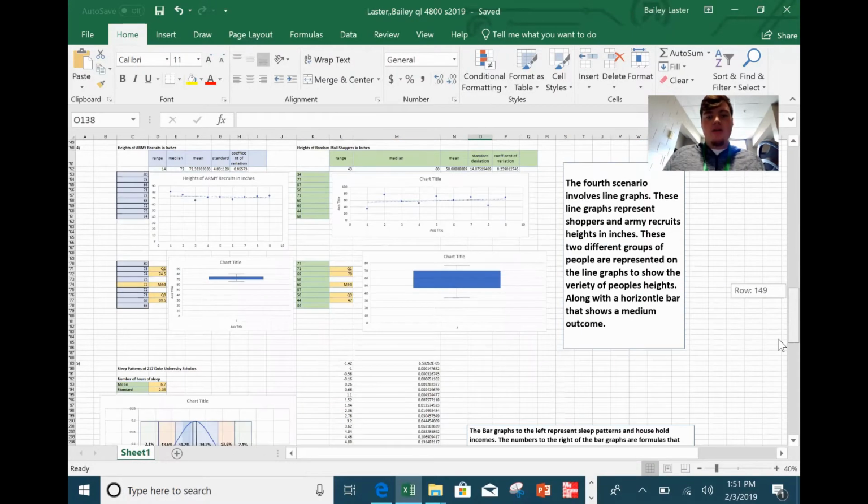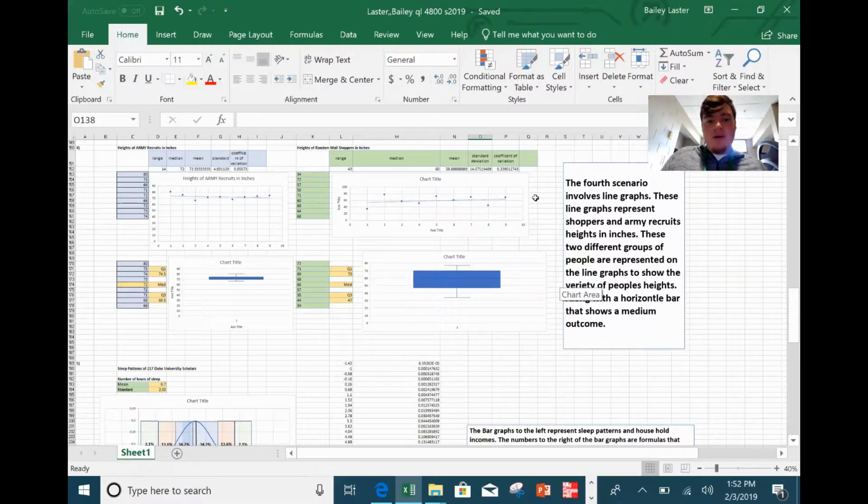So moving right along to scenario 4. Here we have line graphs, and on the line graphs there's dots representing numbers. So here we have Army recruits on the left, and we have random mall shoppers on the right. This is representing people by their height. I'm not sure exactly where they're coming in with the variety, but it shows 2 different groups.